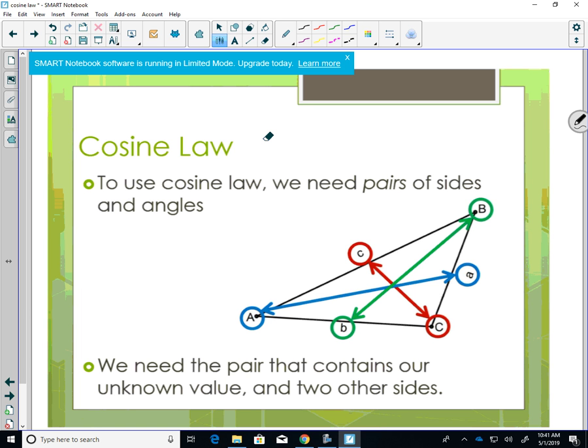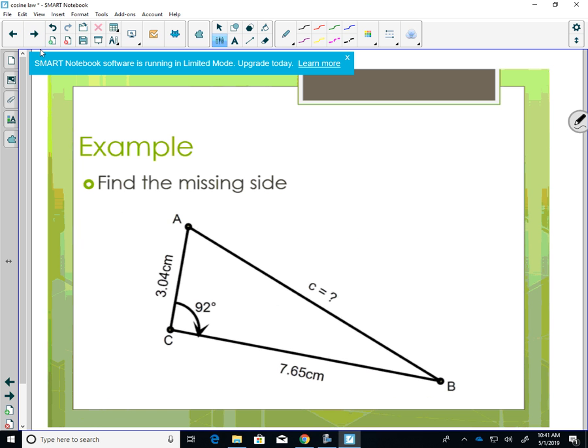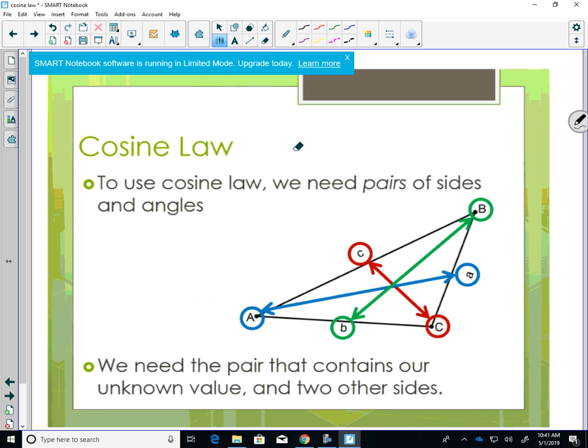Hey, Mr. Bennett, last example. You know what? We've already got that. I'm just going to skip that. Let's go right to the example. It says at the bottom there, to use cosine law, we need pairs of sides and angles. All right, next. We need the pair that contains our unknown value and 2 other sides. I like our version better of when to use it.